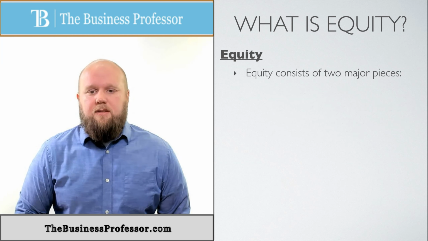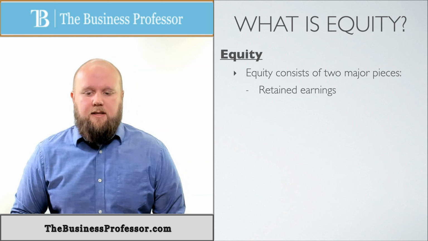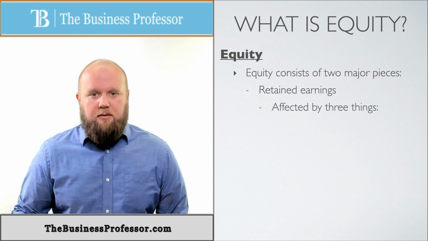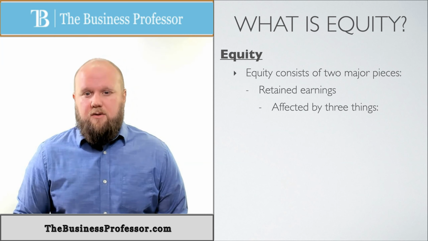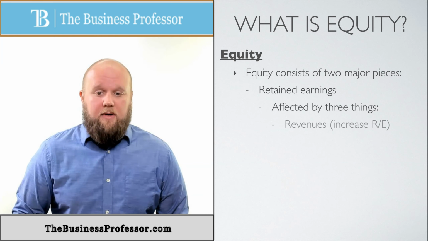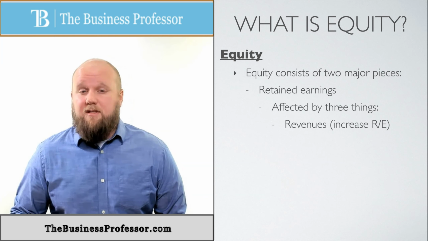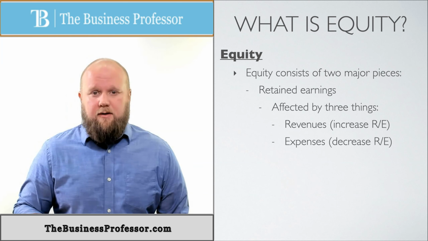The other side of this is the retained earnings side. And again, more specifically, the ending retained earnings side. And this is affected by three things. Hopefully by now you know what those three things are that affect retained earnings. But if not, we'll go over them. The first one being revenue. And revenue makes your retained earnings go up. Then you also have expenses. It makes your retained earnings go down.